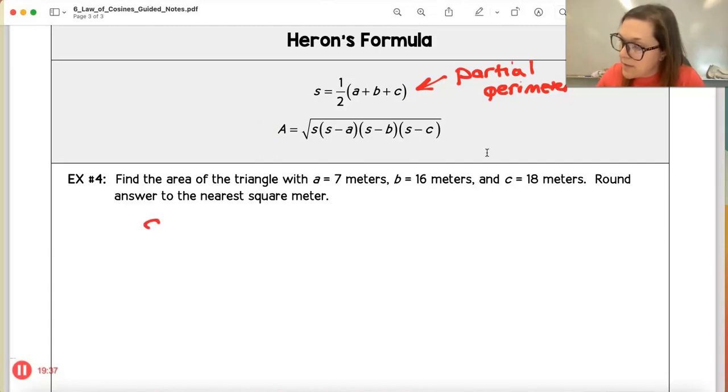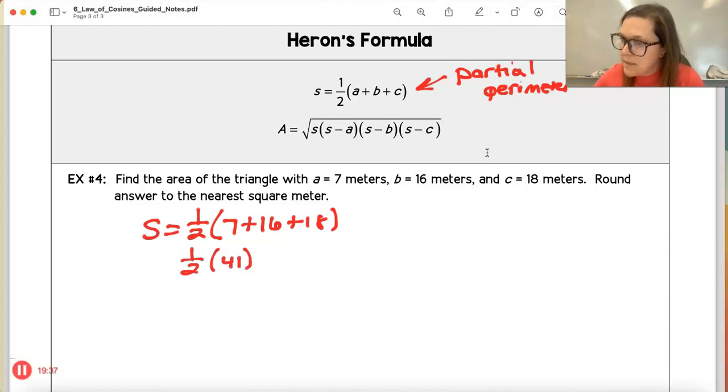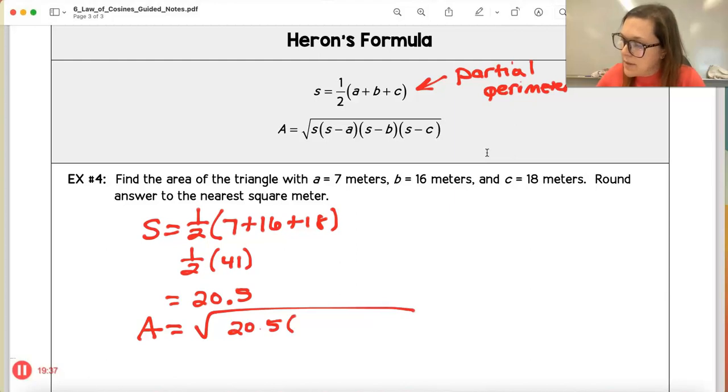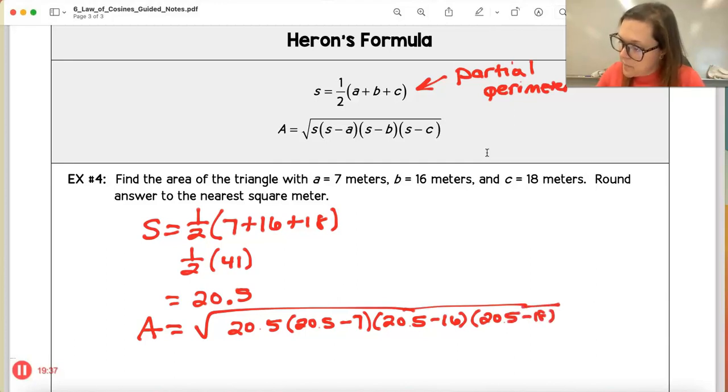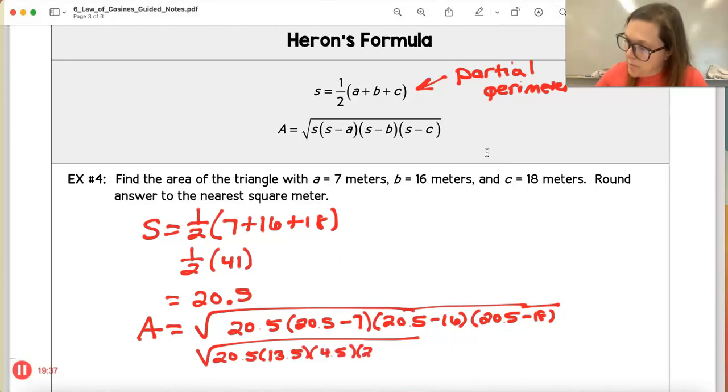So let's first find our s. So s is equal to 1/2, 7 plus 16 plus 18. So 1/2 of 41, which gets us 20.5. So now we're going to do area is equal to the square root of 20.5 times 20.5 minus 7 times 20.5 minus 16 times 20.5 minus 18, which simplifies out to 20.5 times 13.5 times 4.5 times 2.5.